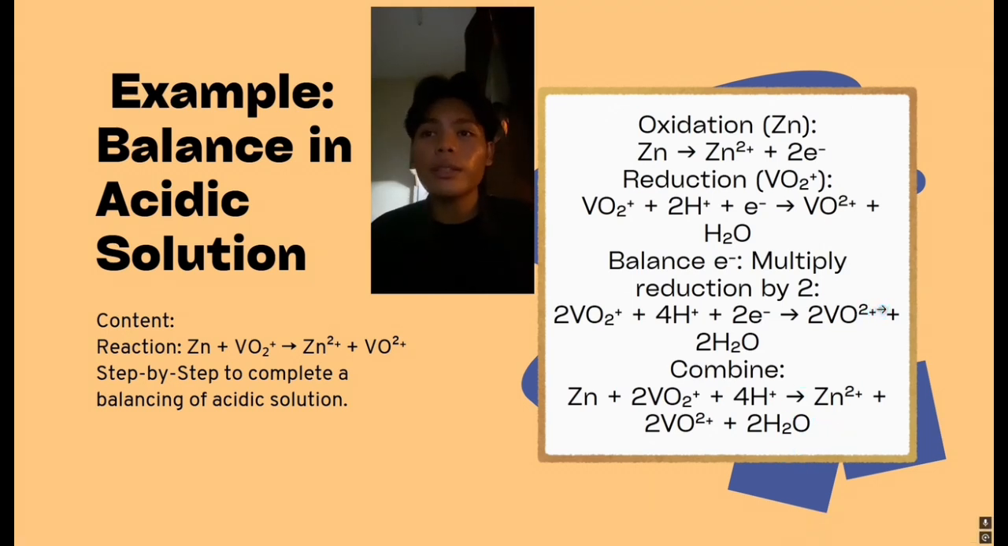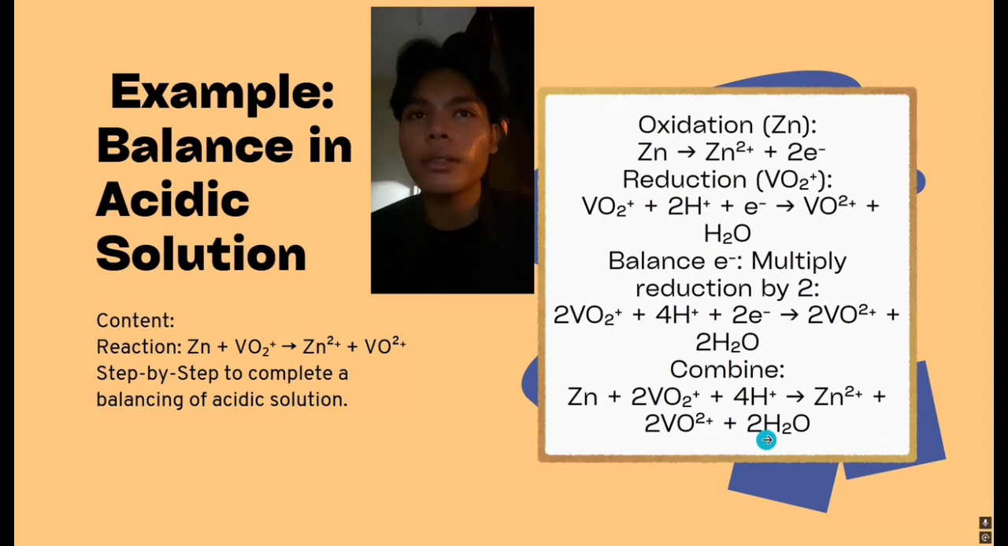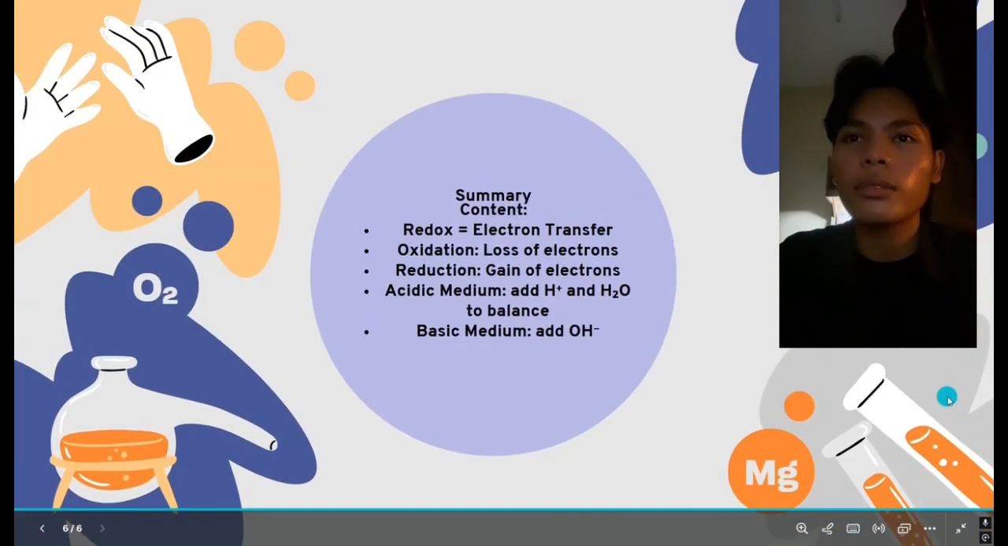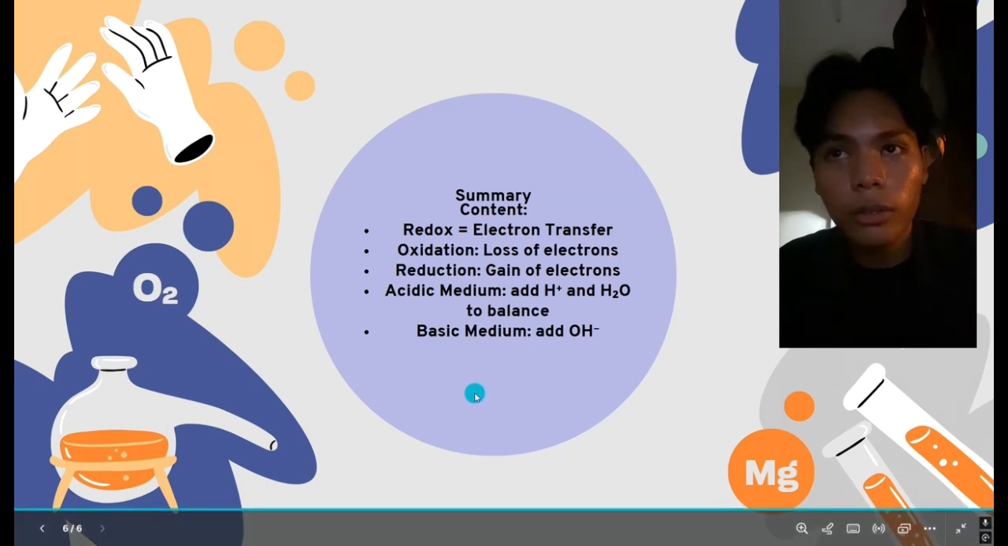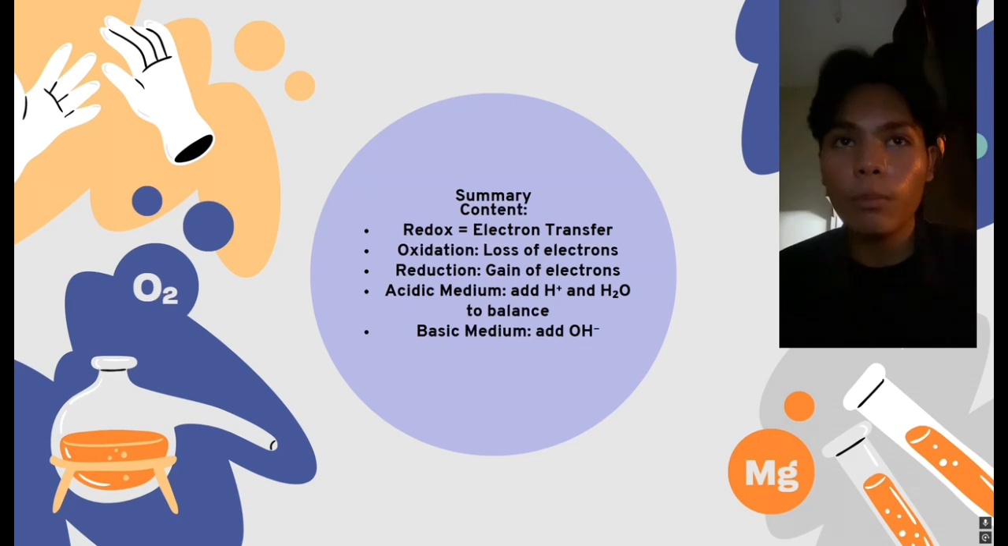And in basic medium, the steps are similar, but instead of H plus, you add OH minus to balance it. But today, my focus is only on acidic medium. It's generally the same. And to summarize my slide part, redox is an electron transfer. Oxidation means losing electrons. And in acidic medium, we add H plus and H2O to balance out the chemical reaction.